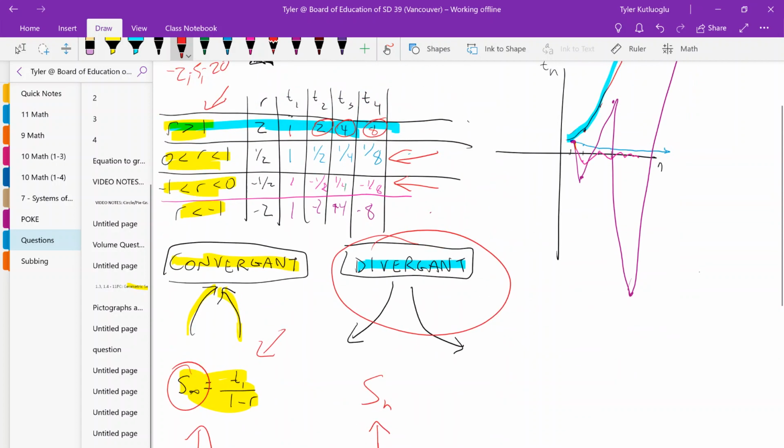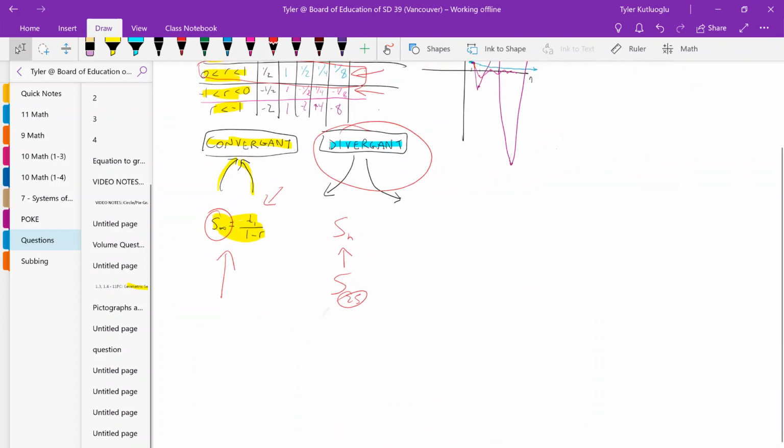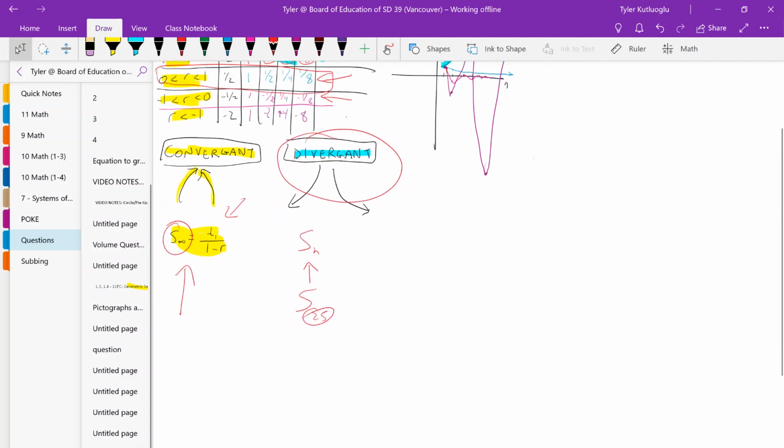So let's try one of them. Let's do this first one so we can figure out what it is. Okay, so I'm going to sub the numbers into the formula. So the sum of infinity, the sum of infinite terms in the series, is equal to term 1, which in our case we started with 1, over 1 minus r, and then r for us was 1/2.